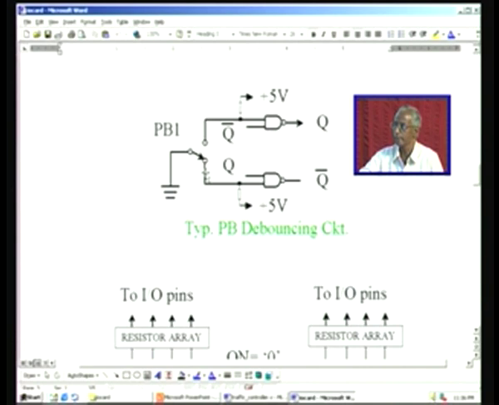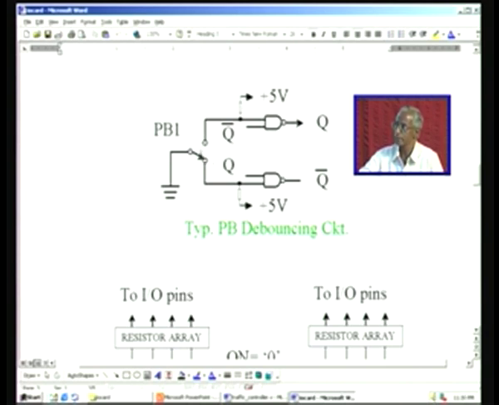Any contact that you make will bounce back, and this keeps on going for a while before it settles down. It will settle down because you are applying pressure to it, and before that it will keep on making a number of makes and breaks here. So even when it is made 0 here, we have already seen it is 1.